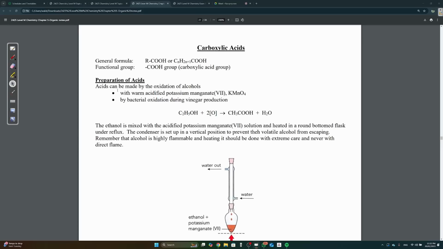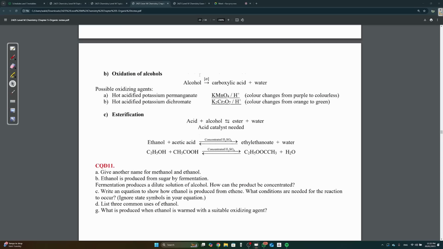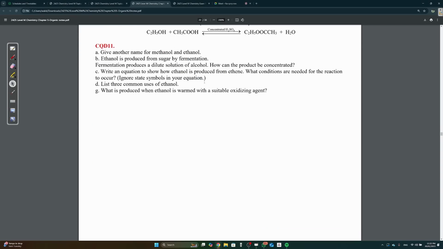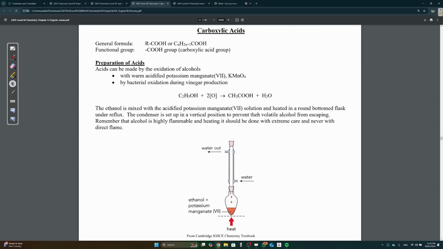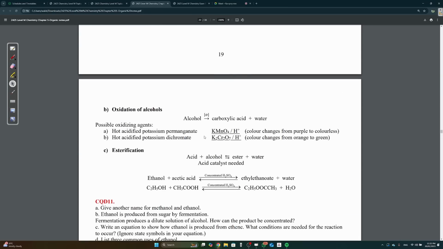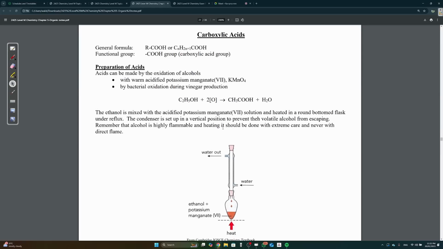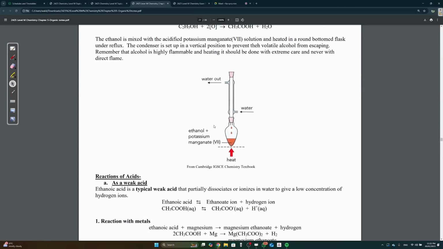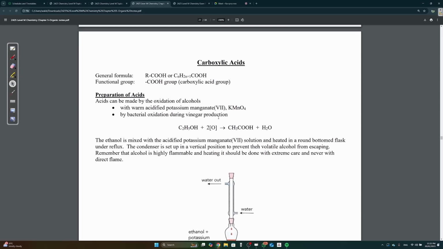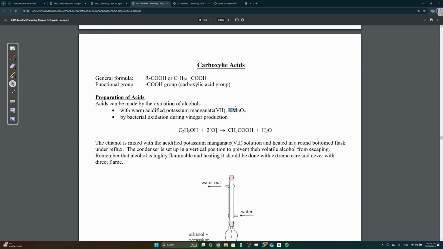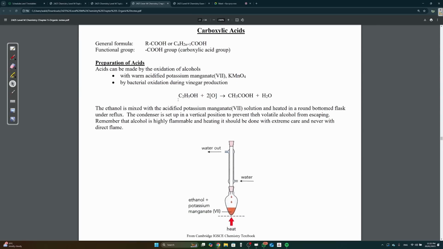Preparation of acids. How can you prepare it? We spoke about one over here: the oxidation of an alcohol. That's the first one. How can you do it? You need an oxidizing agent such as KMnO4 or, like they said here, K2Cr2O7, or like we said here, KMnO4.